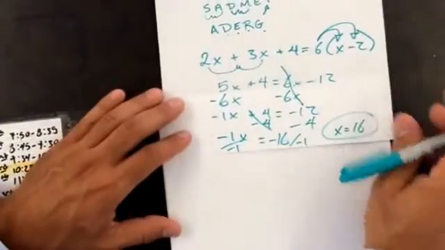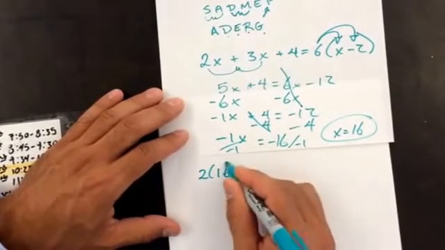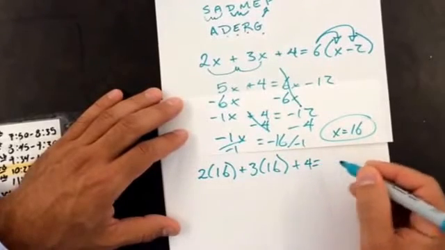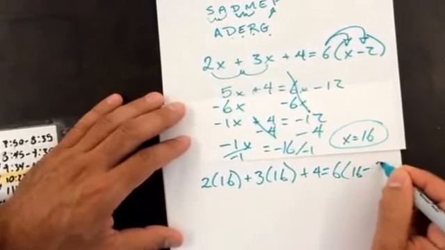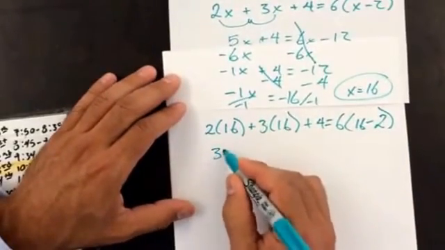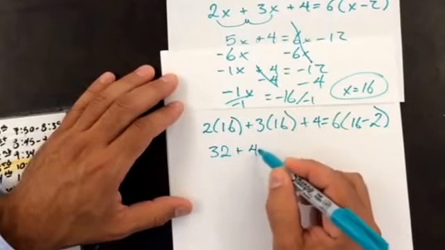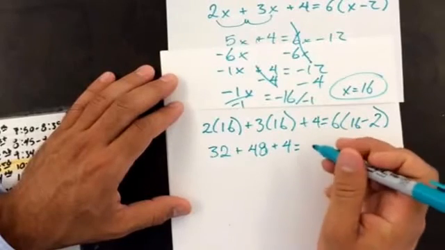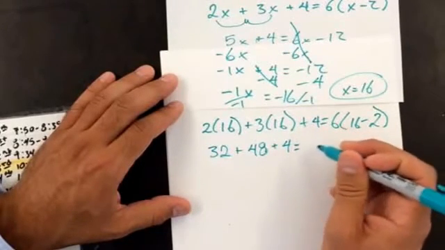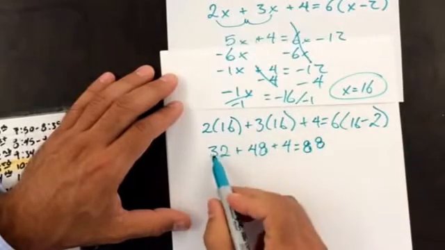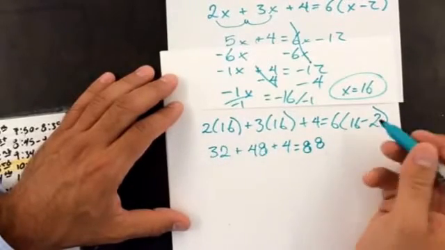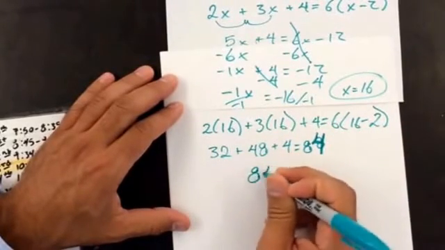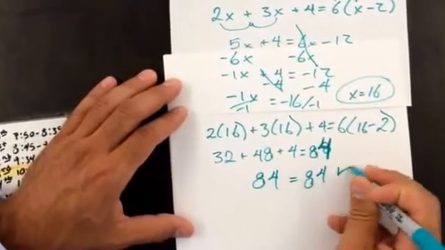If I'm not sure about my solution, I can go back into the original equation and plug it in. I don't have to do this. It's just if I feel that maybe I didn't get the right answer, I would go back and try this. So this gives me 32 plus 48 plus 4 equals... maybe I made a mistake. See, that should have been 84. 84, and that's 84. So both sides are the same. I did it right. So it worked.